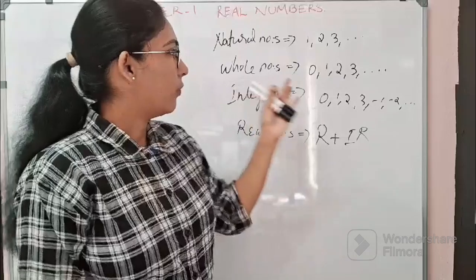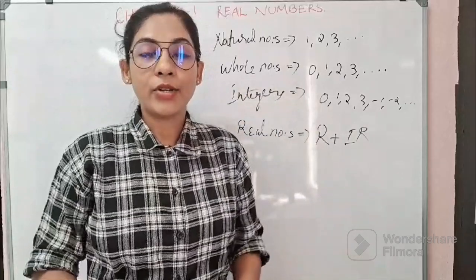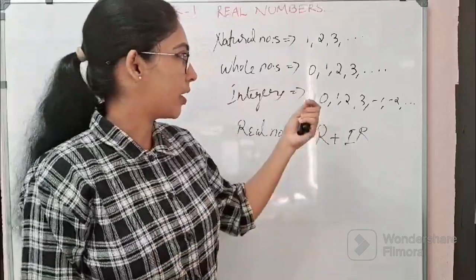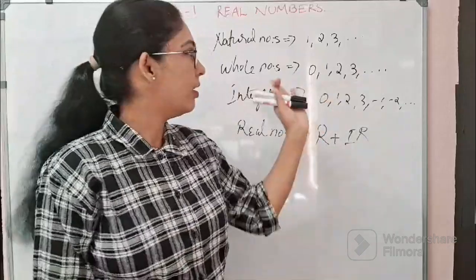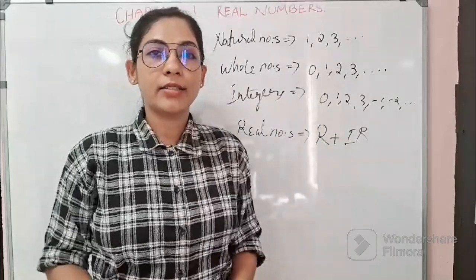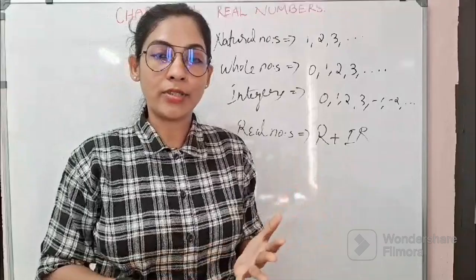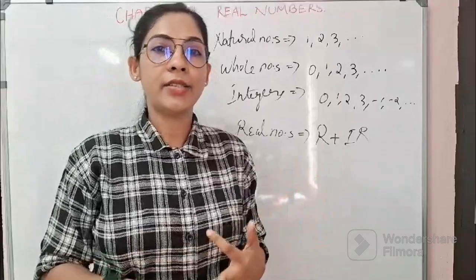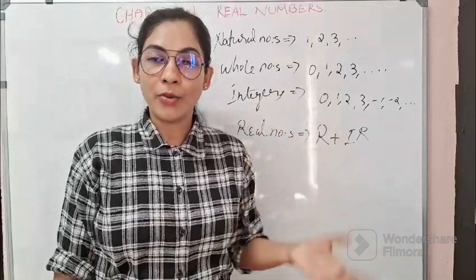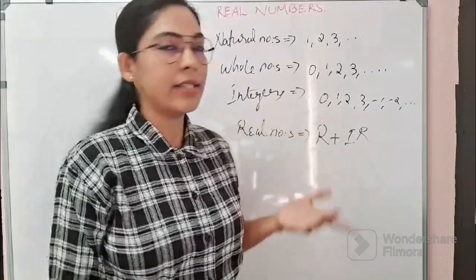Then whole numbers. What is whole numbers? All natural numbers along with 0 is known as whole numbers. So, 0, 1, 2, 3, etc. These are whole numbers. Then integers. What is integers? Integers is nothing but the collection of numbers, positive, negative and 0 together known as integers. That is a collection of all positive numbers and all negative numbers along with 0 is known as integers.